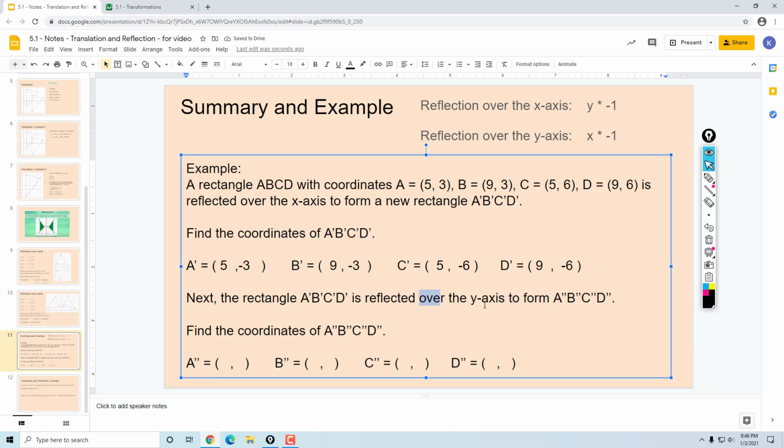When we reflect over the y-axis, this time the y doesn't change, but the x changes. So 5 becomes -5. 9 becomes -9. 5 becomes -5. And 9 becomes -9. Because that's what reflection over the y-axis means.